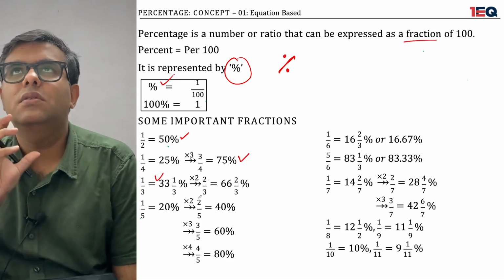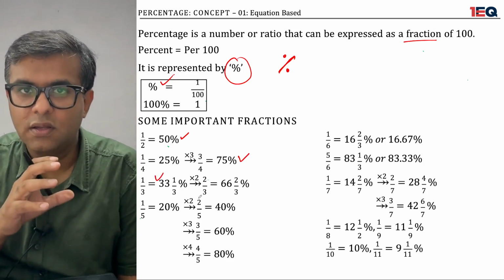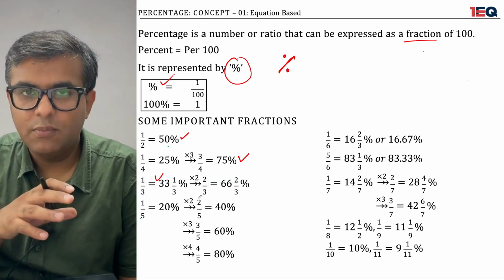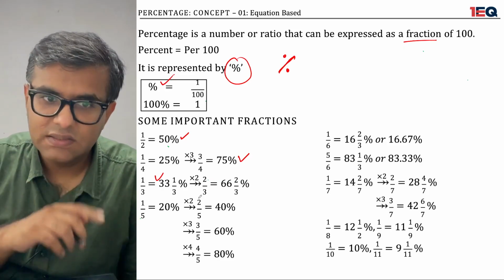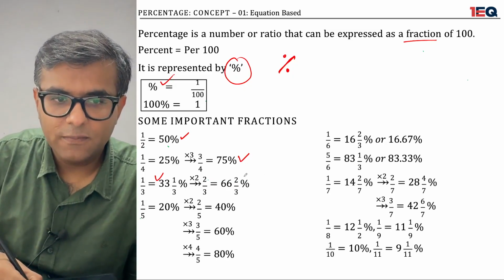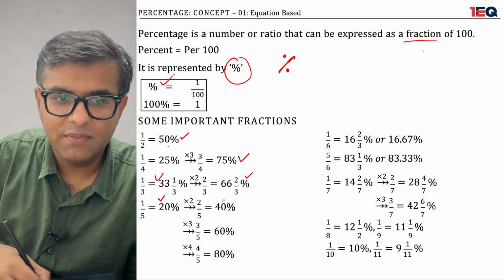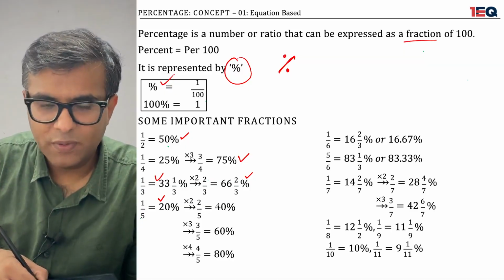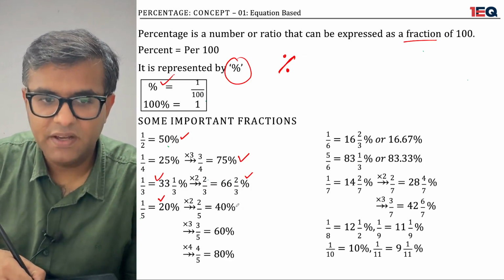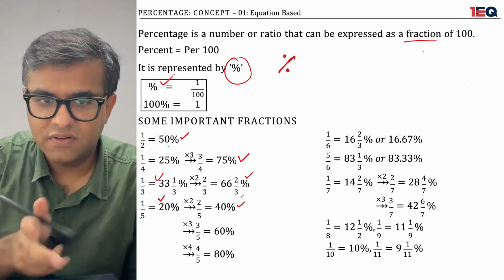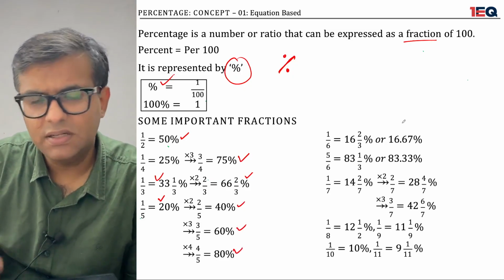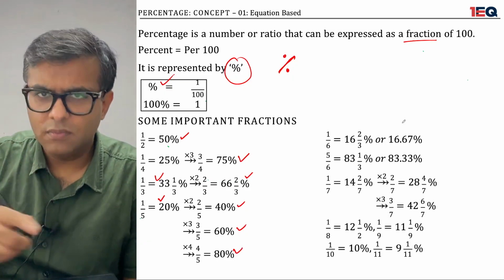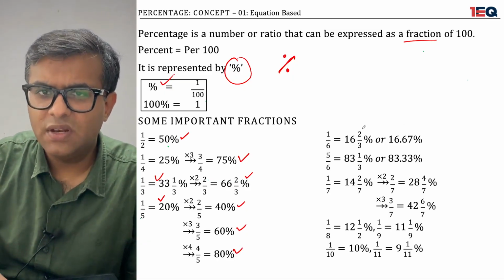2 by 3 is just a part of 1 by 3. We've just multiplied 33.33 by 2, which is 66.66. Moving on, 20% is 1 by 5. Again, 2 by 5 is a portion of 1 by 5, which is twice the portion of 1 by 5, being 40%, this being 60%, this being 80%. I'm just taking you through them over and over again so that you never forget it.